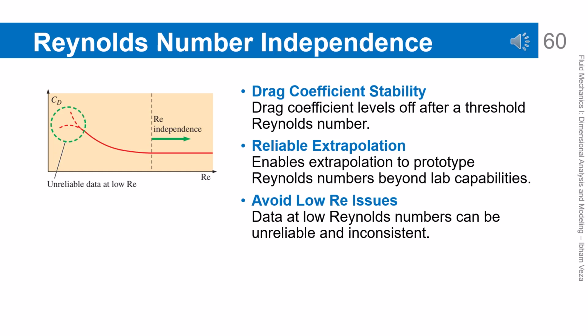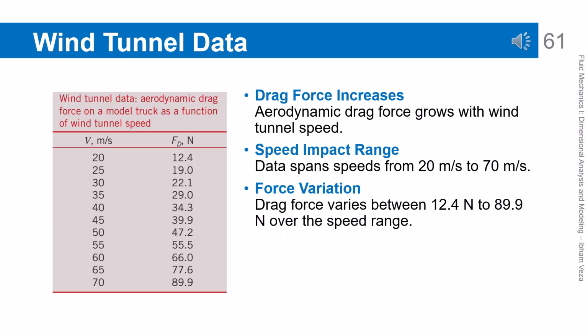Reynolds number independence. At sufficiently high Reynolds numbers, the drag coefficient becomes nearly constant and no longer depends on the Reynolds number. This condition is known as the Reynolds number independence region. In this region, test results from a model can be extrapolated to the prototype more reliably. In contrast, data at low Reynolds numbers are often unstable and unreliable. Therefore, choosing the appropriate Reynolds number range is very important.